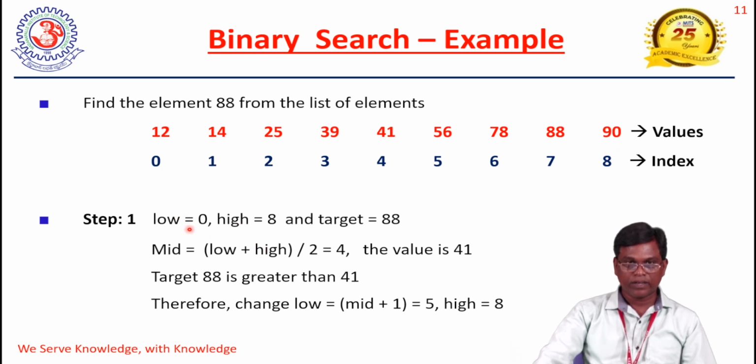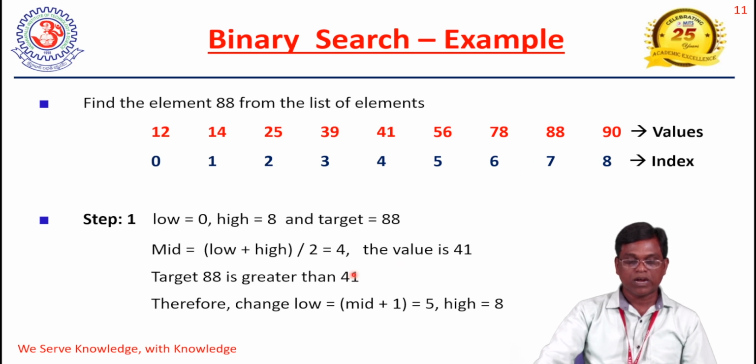Now after deciding the values for low, high and target, we are going to do the process which we discussed in the algorithm. Initially we are going to calculate the mid index position value. Mid is equal to (low + high) / 2, which is equal to 4. So low is 0, high is 8, so 8 / 2 we get 4. Now in the fourth index position, the value is 41. Now we are going to compare our target value 88 with 41. So it indicates that 88 is available in the right half of the elements.